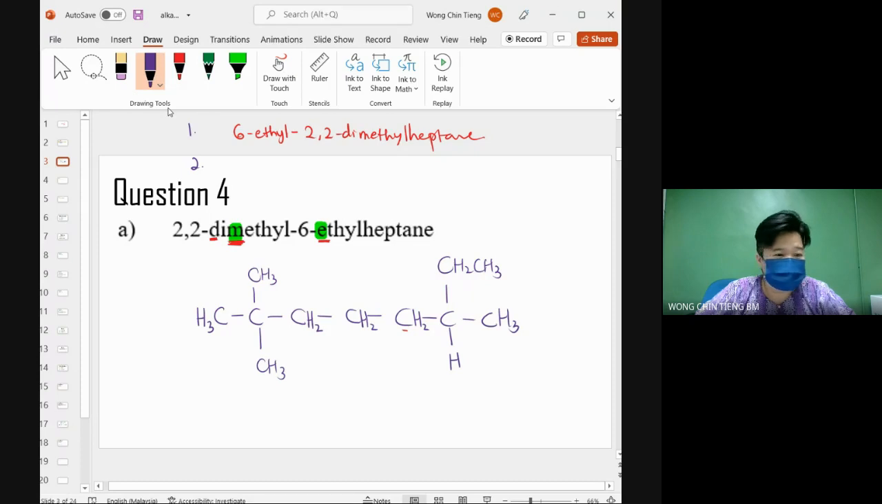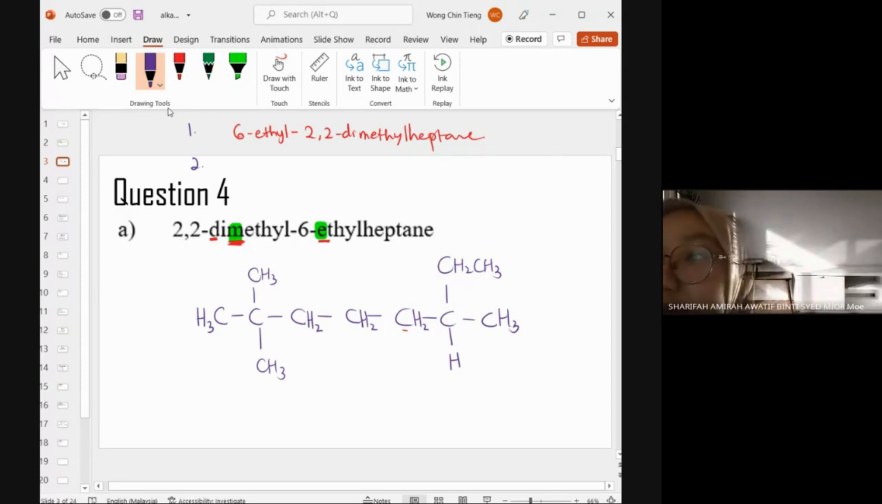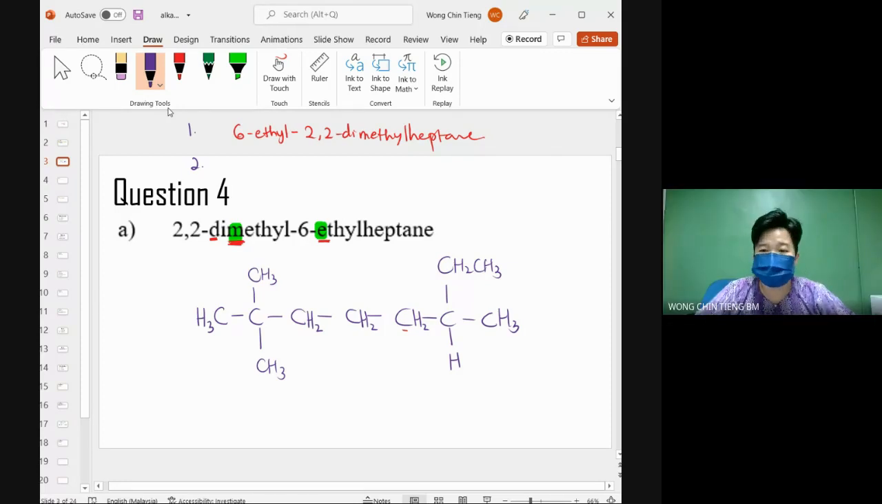Ada jawapan lain? Ada pilihan jawapan lain? Ada salah benda lain? No? Mimi? Afiq? The longest carbon should be 8. But the longest carbon should be 8. Thank you, Sharifah.